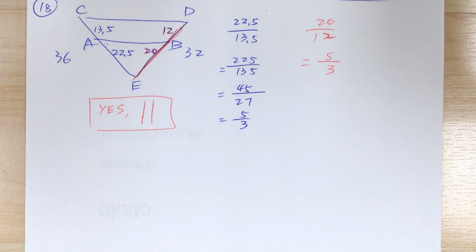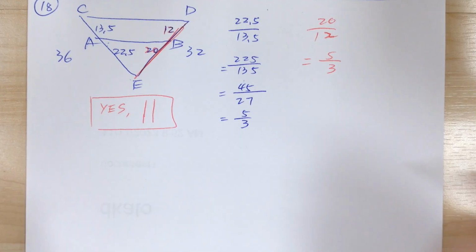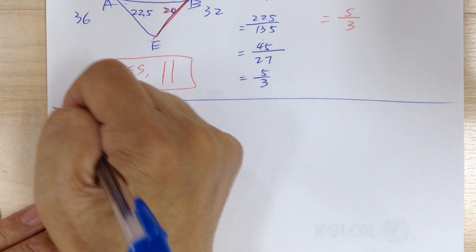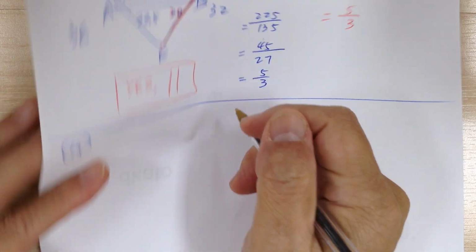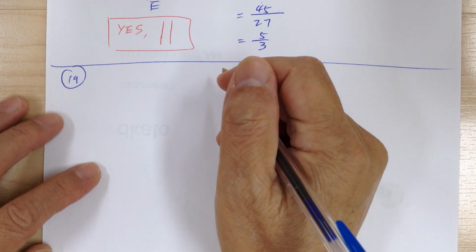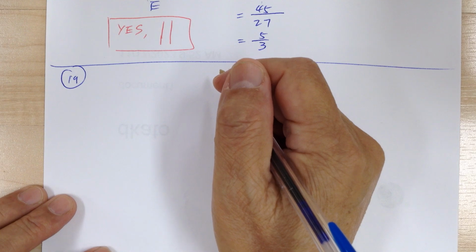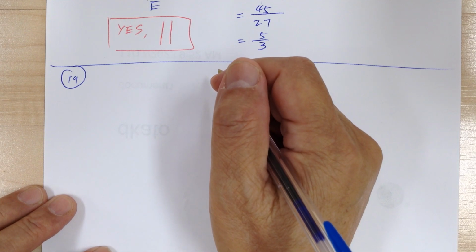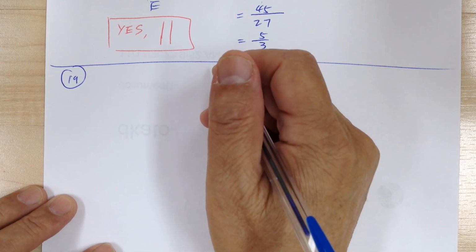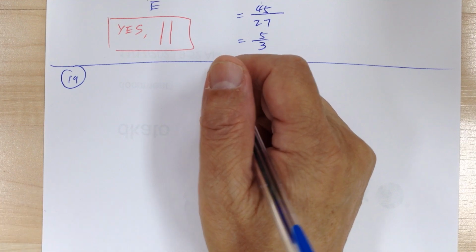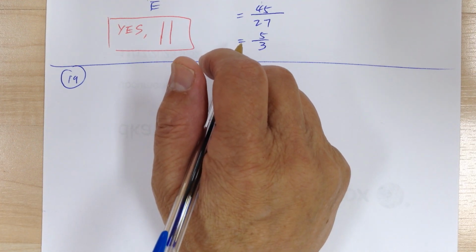Okay, let's go to 19. Draw a dilation of the polygon with the given vertex using the scale factor k. Okay. So this one you're going to need graph paper. So let's get graph paper.